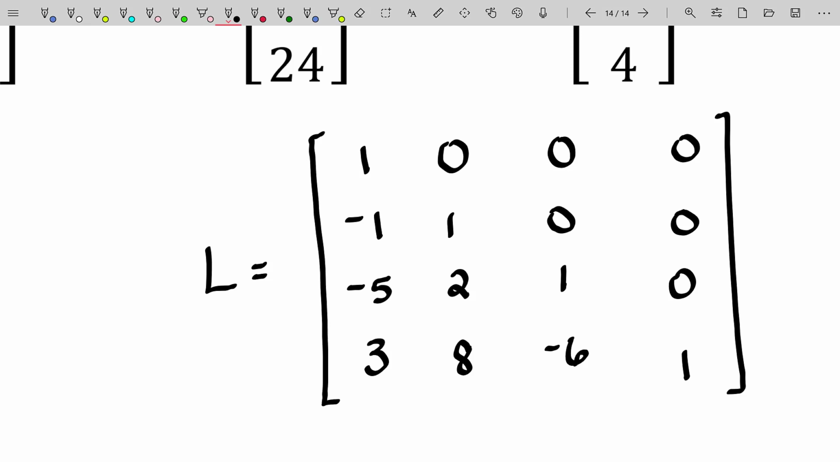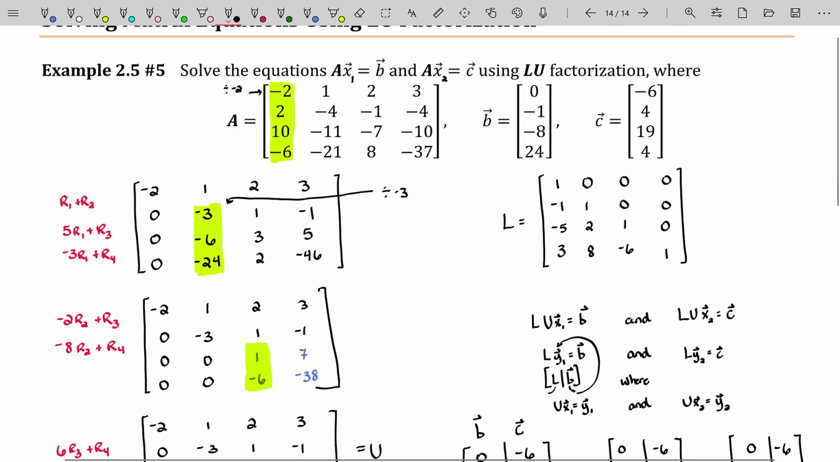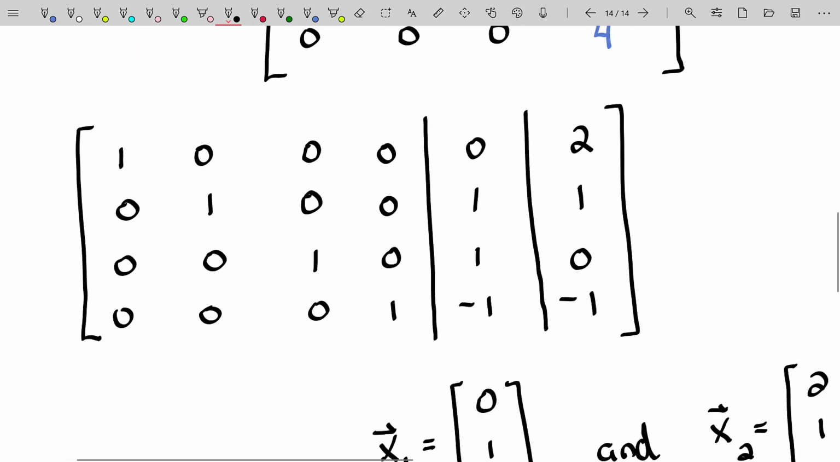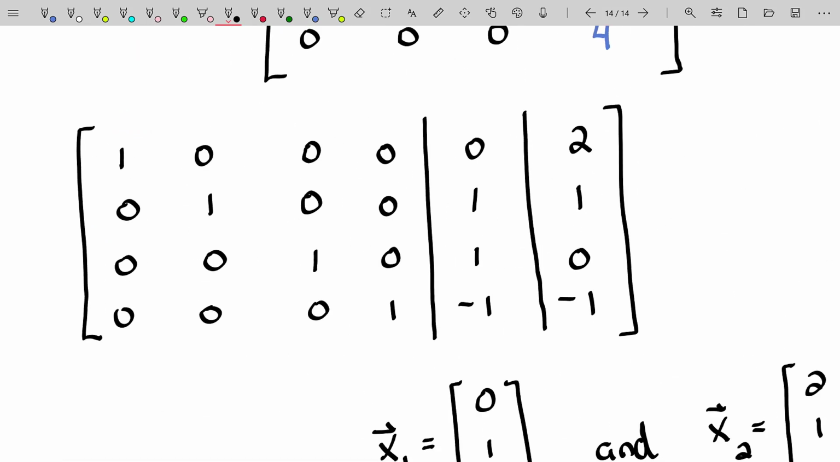Likewise, and I didn't make a big stink of it because normally I just don't bother, that same argument holds for the upper triangular matrix. And you can experiment with that. I'm just not going to bother.